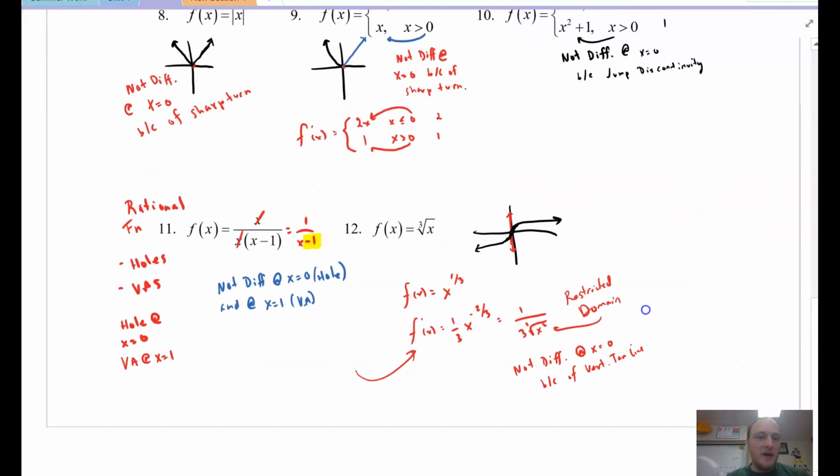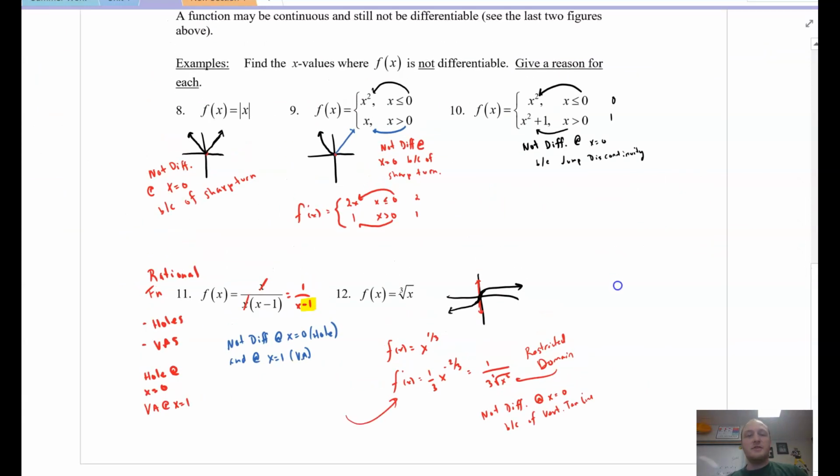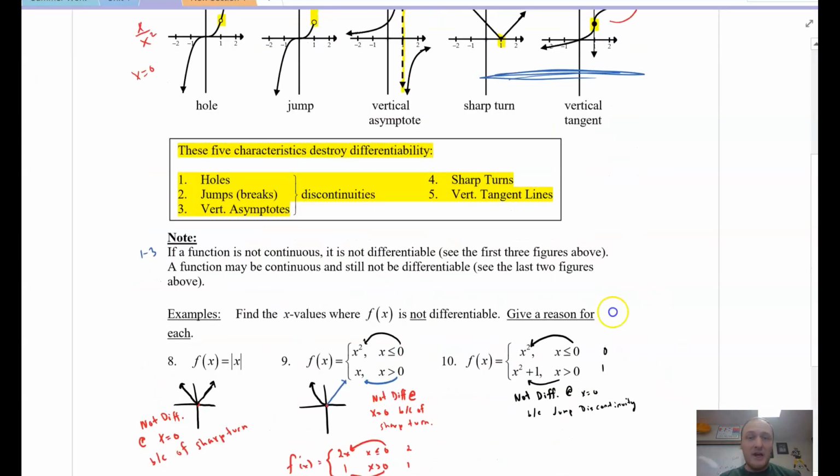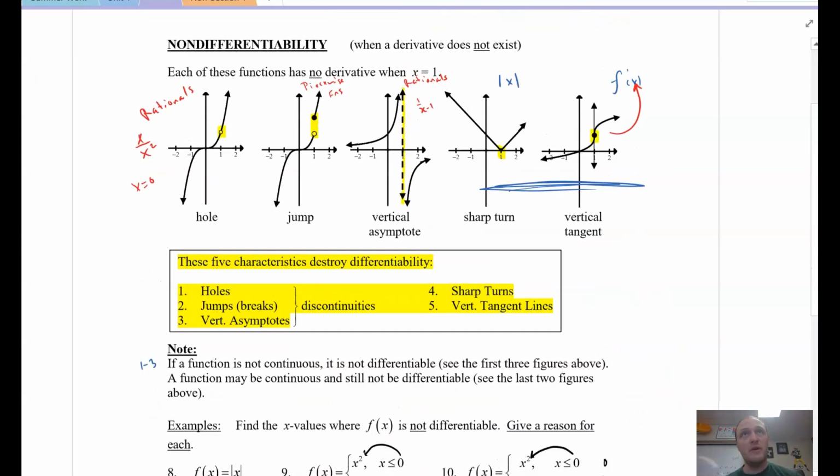So there you have it. These are what make functions non-differentiable. I cannot take the derivative, and remember, a derivative is just the slope of the tangent line. I'm taking a point and I go off of it. That's the tangent line. That's the derivative. Derivative, slope of the tangent line. Same thing.